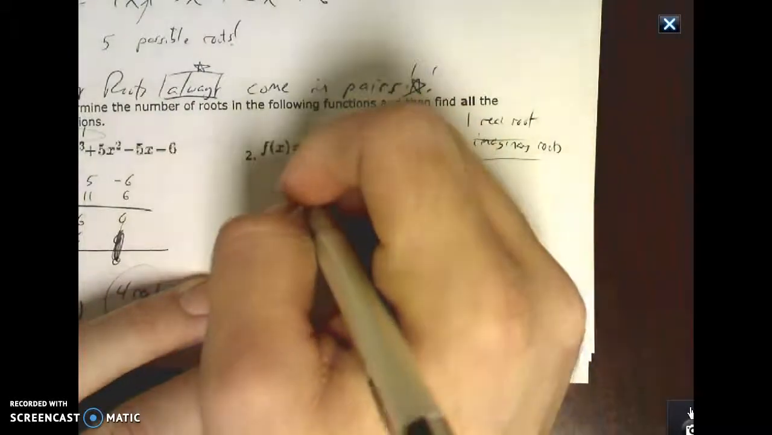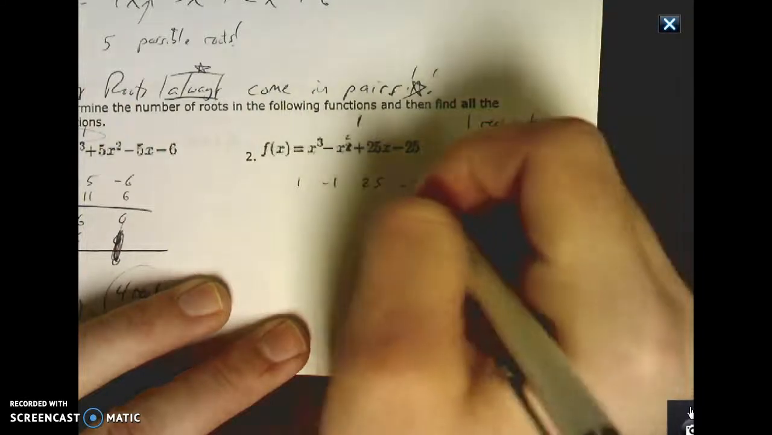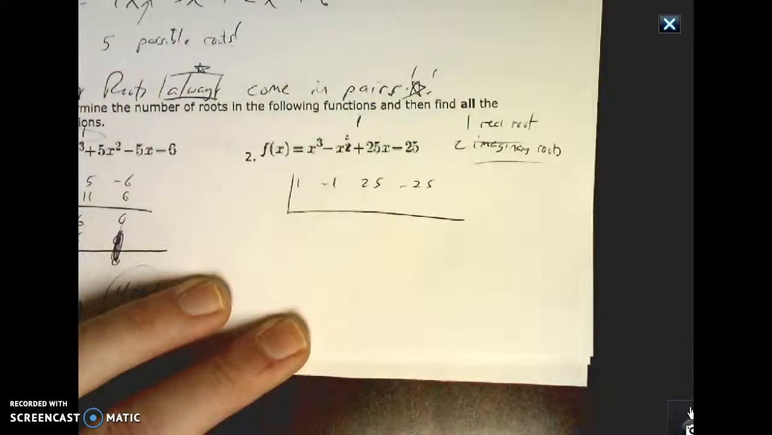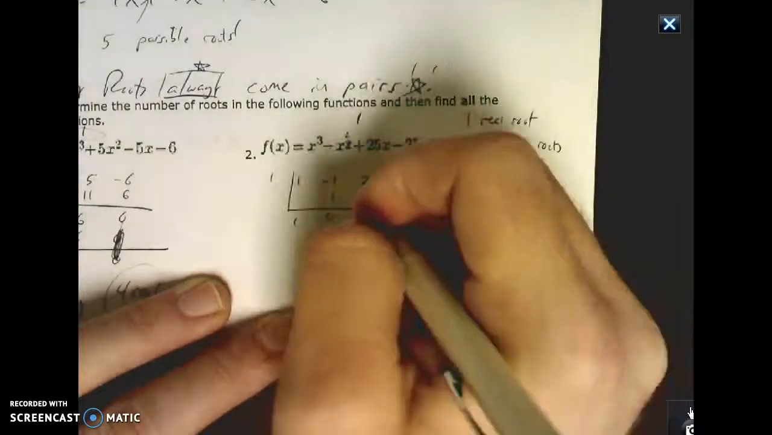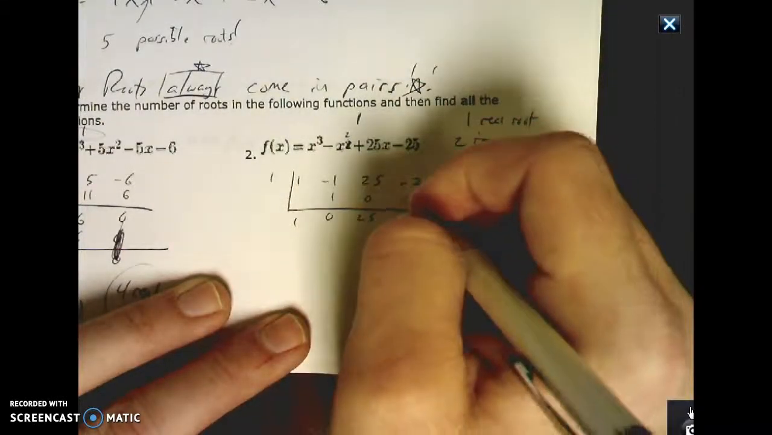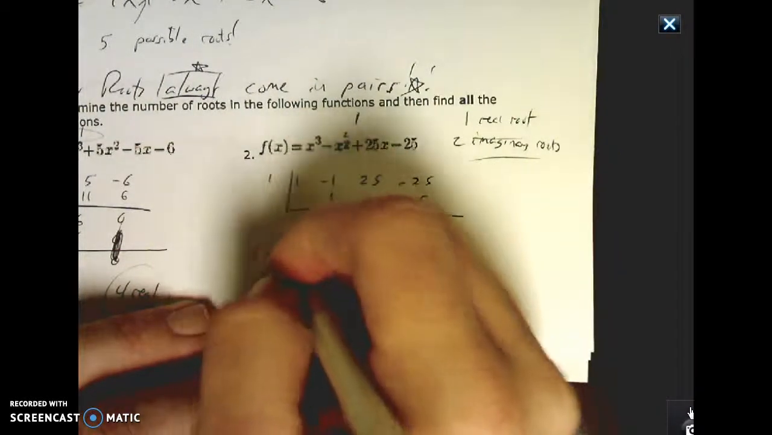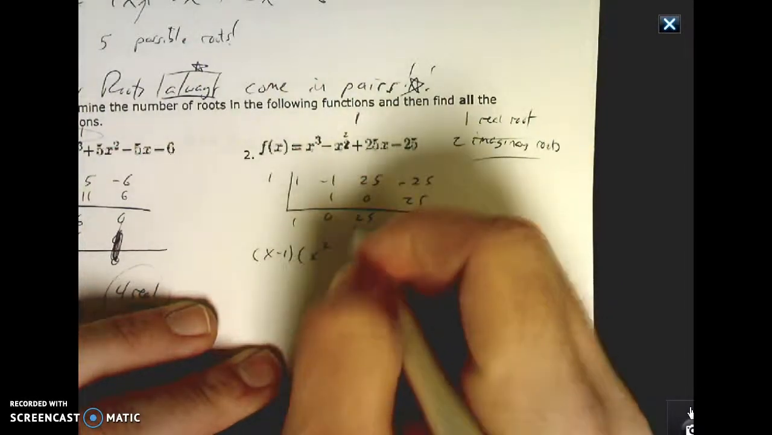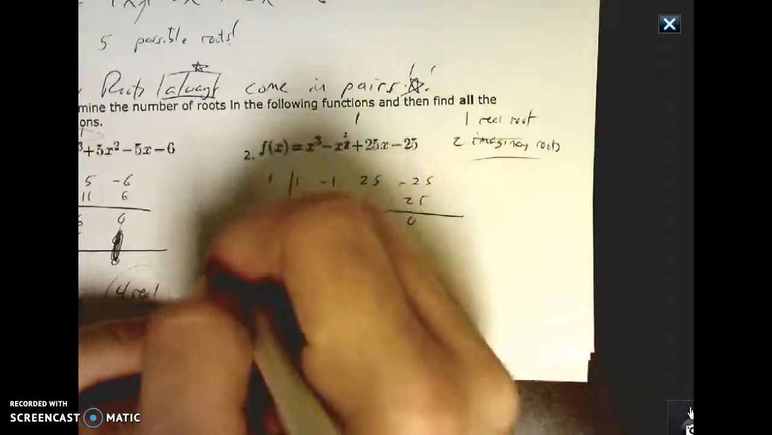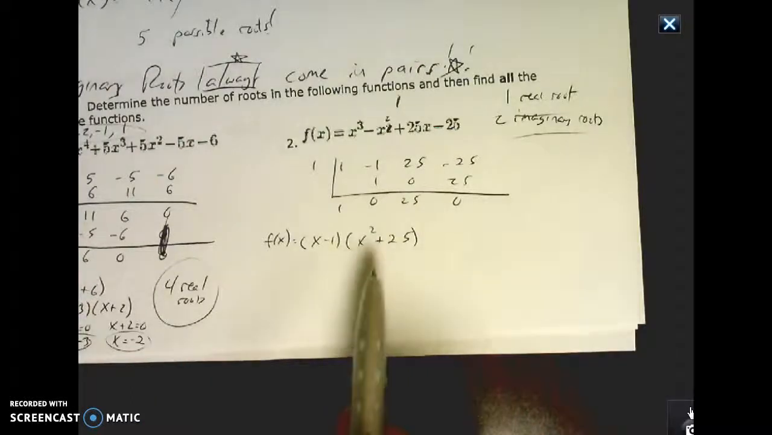So again, I'm going to write out my coefficients. 1, negative 1, 25, negative 25. I know 1's a solution, so I'm going to throw 1 out here. Bring the 1 down, multiply. Okay. If I write that as a binomial, it's x minus 1. This goes from x cubed down to x squared, so 1x squared plus 25. Alright, now you'll notice this is a sum of squares. I cannot factor that. So this is easy.